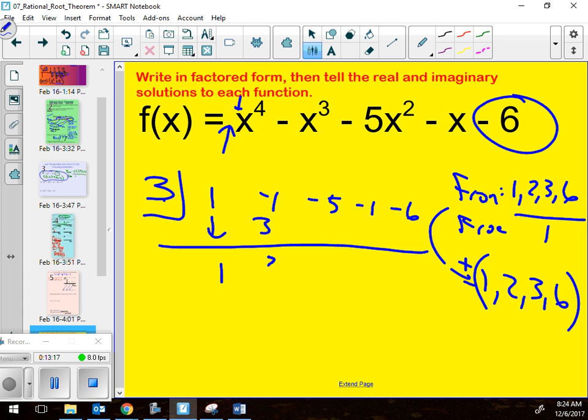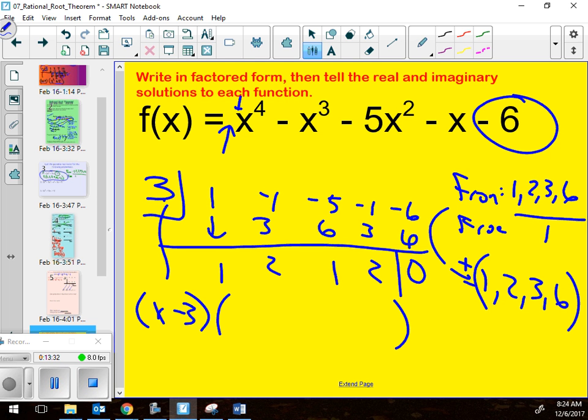This ends up being a 2, and then that's a 6, and that's a 1, and then this is multiplying, and then this is adding, and this is multiplying, and this is adding, and it's a 0. Sweet. So then this is x minus 3. This is a 2. This is a 1x. This is a 2x squared. And this is a 1x to the third. And there's pluses between everything, and there you go.